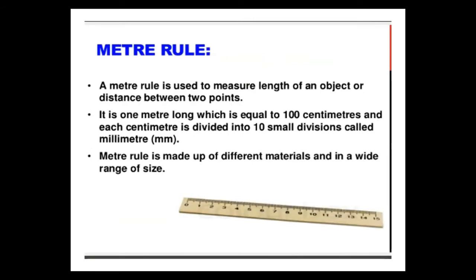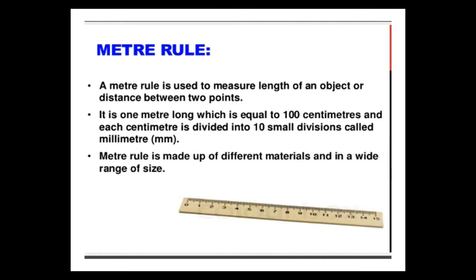The meter rule is used to measure the length of an object or the distance between two points. For example, we will take the example of a ball. A ball moves from point A to point B and covers a distance of 1 meter. This distance can be measured by a meter rule. It is 1 meter long, which is equal to 100 centimeters, and each centimeter is divided into small divisions called millimeters. A meter rule is made up of different materials in a wide range of sizes.